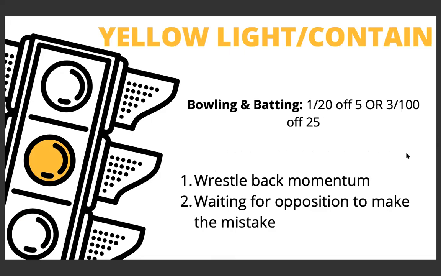So it's bowling or batting, you're sort of one for 20 off five or three for 100. It's basically where you're not attacking or you're not in the red light, which is the defensive phase. A lot of the games and a lot of people spend most of their time in this yellow light or containing phase. It's about you trying to wrestle for momentum or waiting for the opposition to make a mistake, okay?